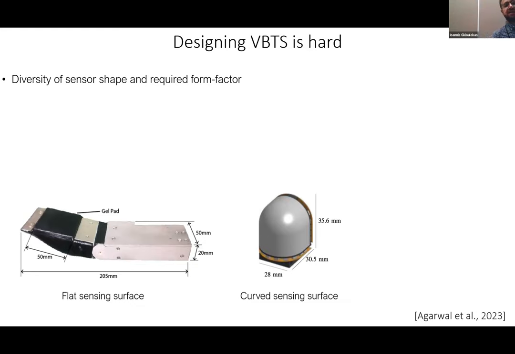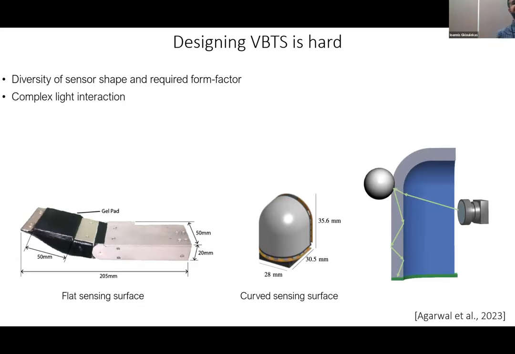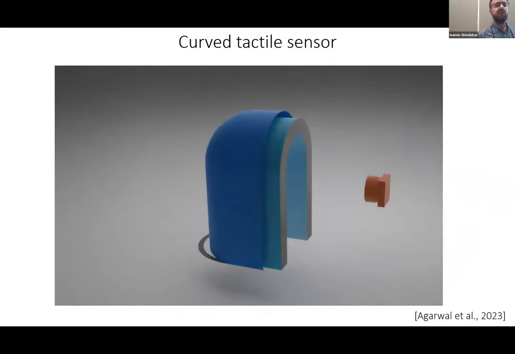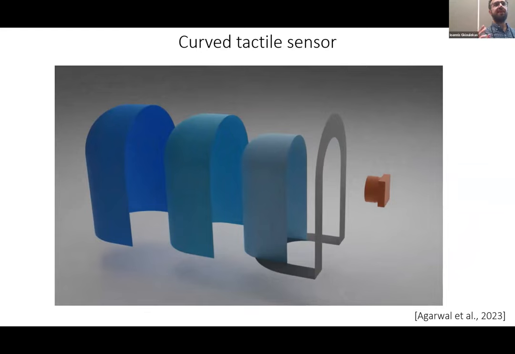And not only that, as I mentioned earlier, we actually have very, very complex light interaction in these kinds of vision-based sensors. And I'll try to demonstrate that for a specific vision-based tactile sensor that has been the focus of my collaboration with Ted Benson and Arpita Graval, which is the student that is working on this. So these curved tactile sensors look kind of like this. This is a 3D carve out of them, where we have several layers of different materials, all of which come together to form a curved surface that the camera is looking at.